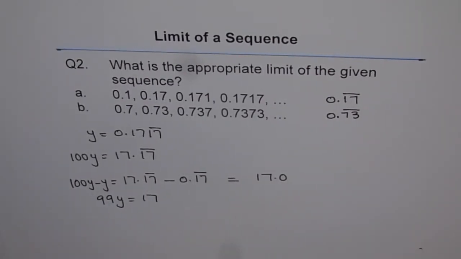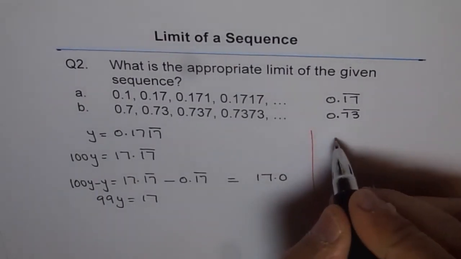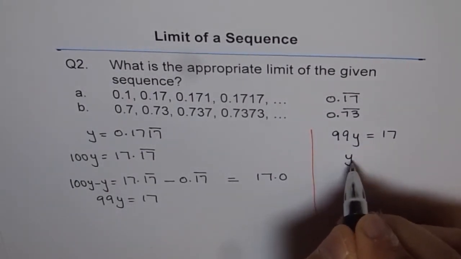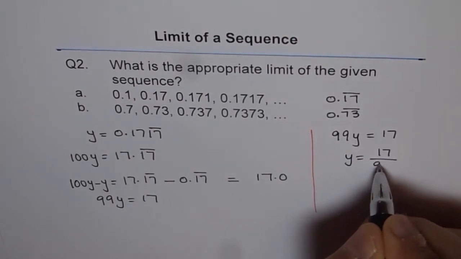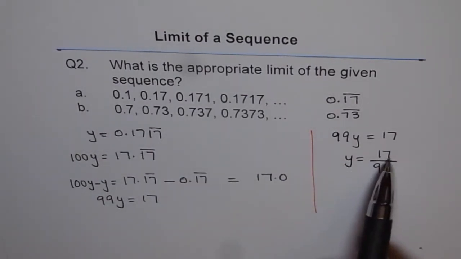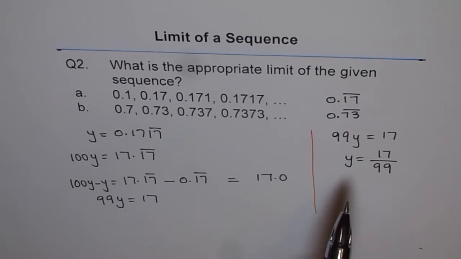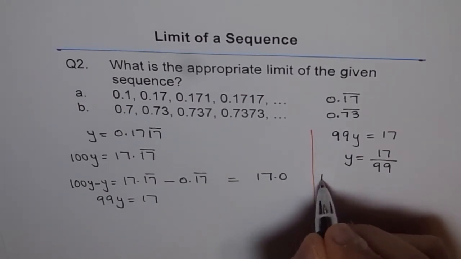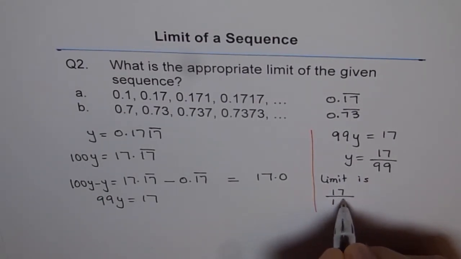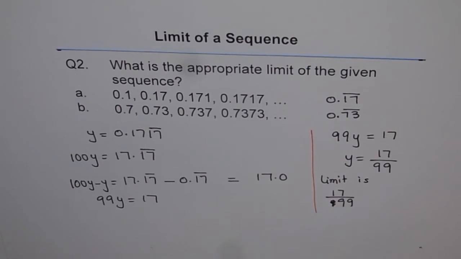Now from here, we can write down what y is as a fraction. So what did we get? We get 99y equals 17. And therefore, y is equal to 17 over 99. So this series can be represented as 17 over 99. So basically, we can say that the limit of this series is 17 over 99, correct?